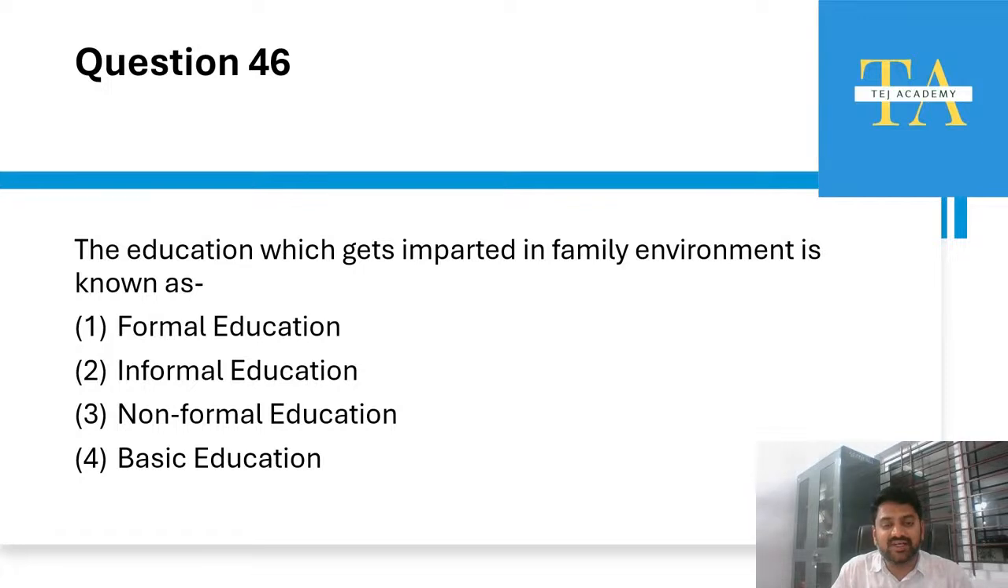The education which gets imparted in the family environment is known as... I think in the previous question I explained the different kinds of education: formal, informal, non-formal, and basic education. It is informal: through family, through peer group, through TV, radio, through media, we learn something. So that is informal. It doesn't require any timetable.